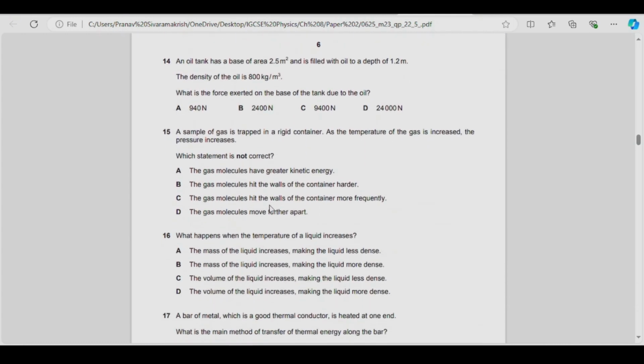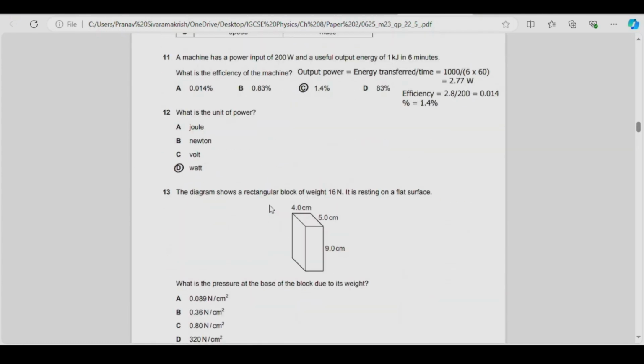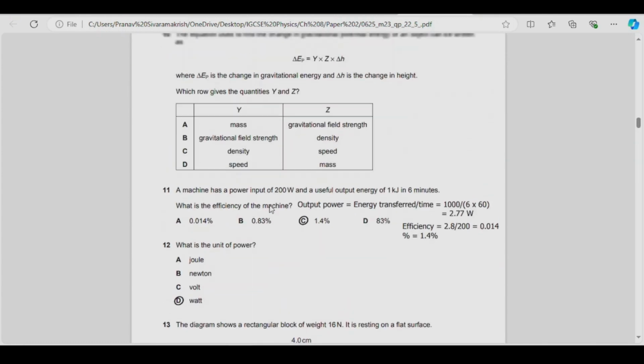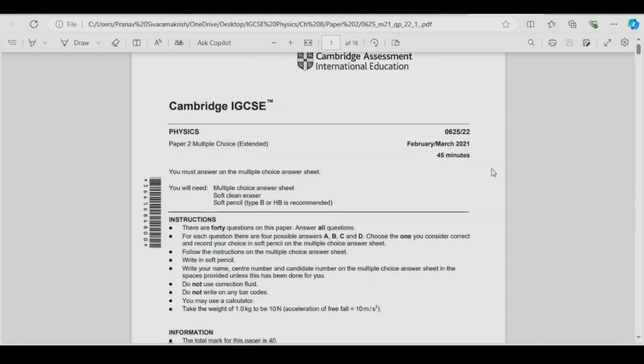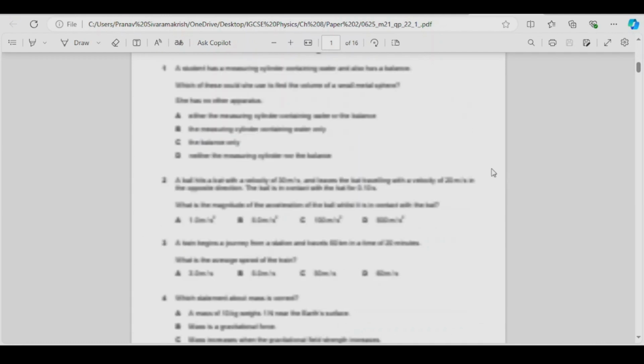Have you got any more questions there? No, we haven't. Okay. The reason I picked this question is you have to be able to comfortably calculate between work done or energy transferred and power, and that's what we have to do here. So the last paper we're going to be looking at is February-March 2021, variant 2.2.